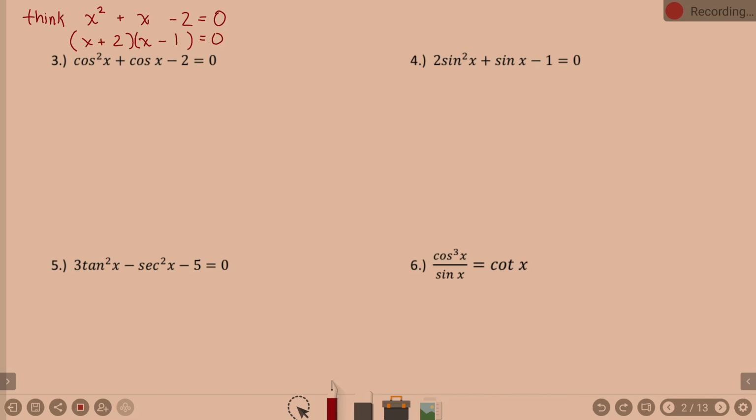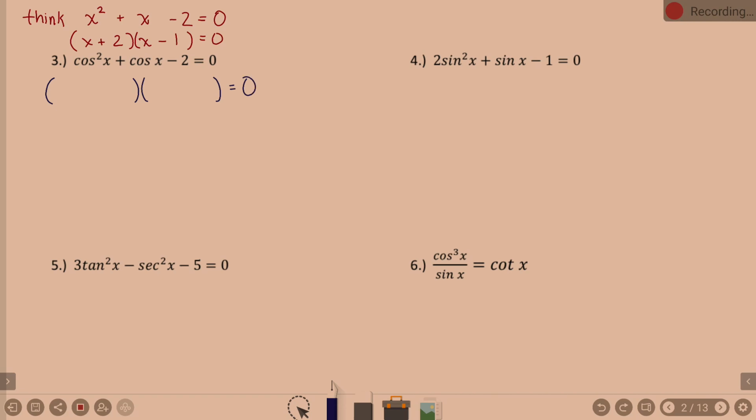Positive 2 minus 1? Okay. That's what your brain needs to think. But now we've got to put the cosines back in. So the idea here is I see a quadratic. I see cosine squared, I see a cosine, and I see a constant. So I'm going to think in terms of 2 parentheses.